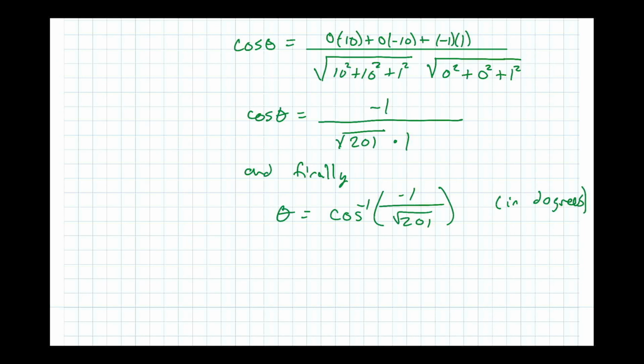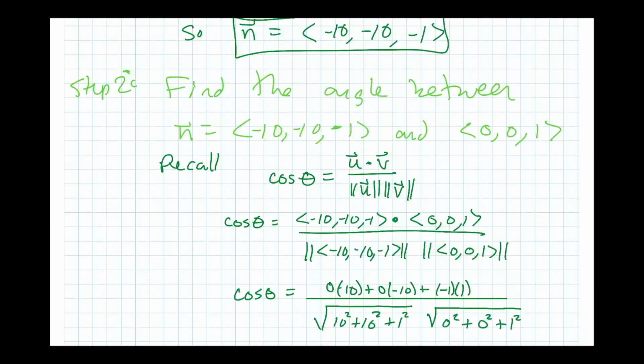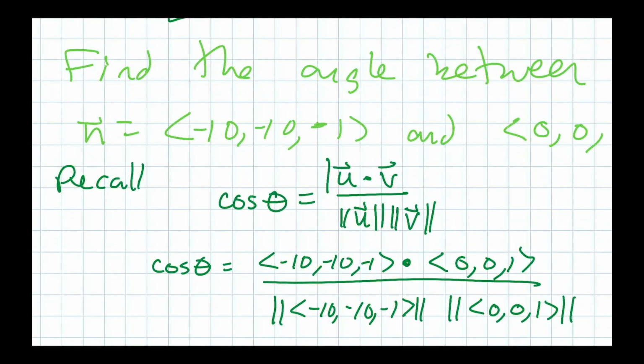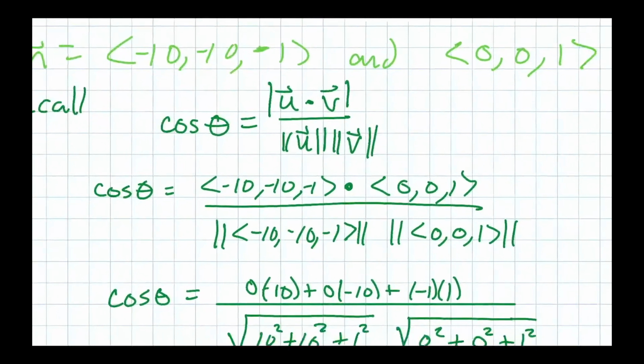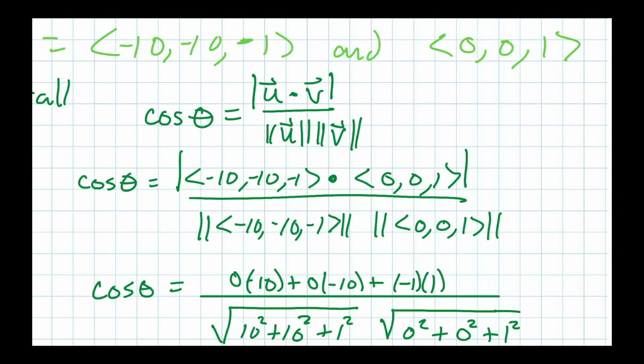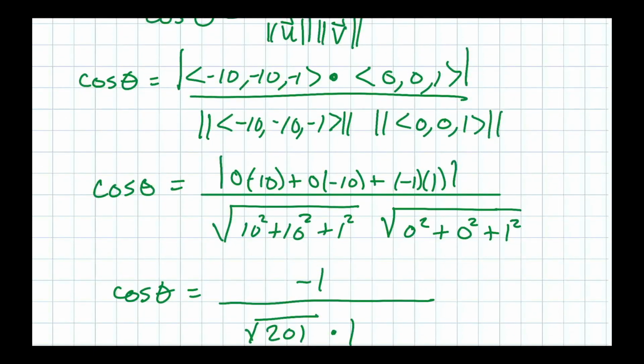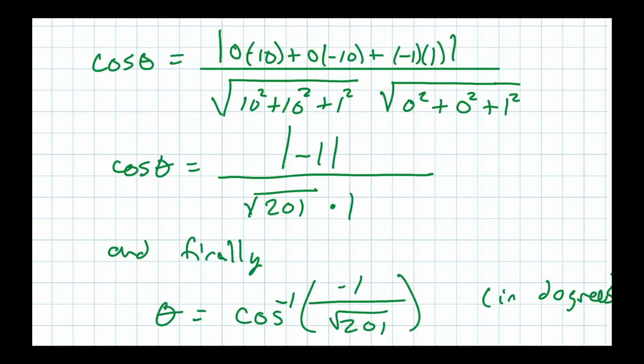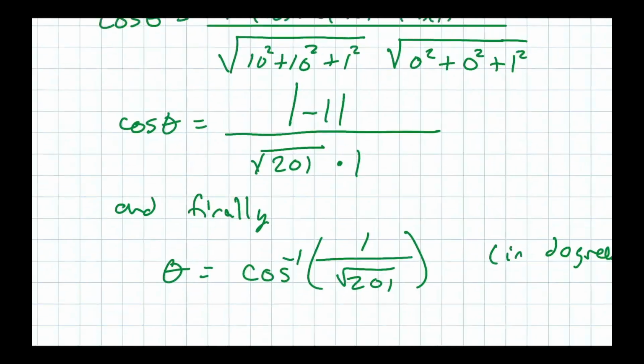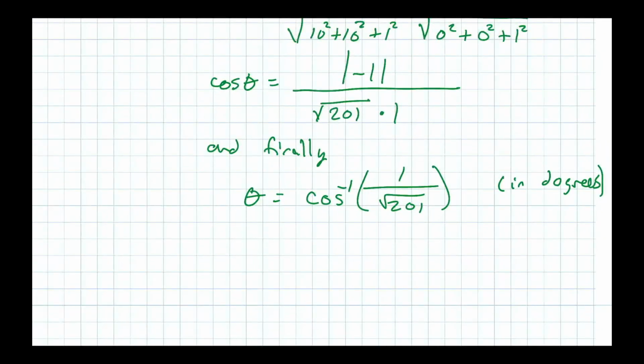Oops, mistake over here. This is supposed to be absolute values. So that's supposed to be positive 1. Sorry about that. Let's try it again. Cosine inverse of 1 over square root 201. And I get that theta in degrees is approximately 85.95 degrees.